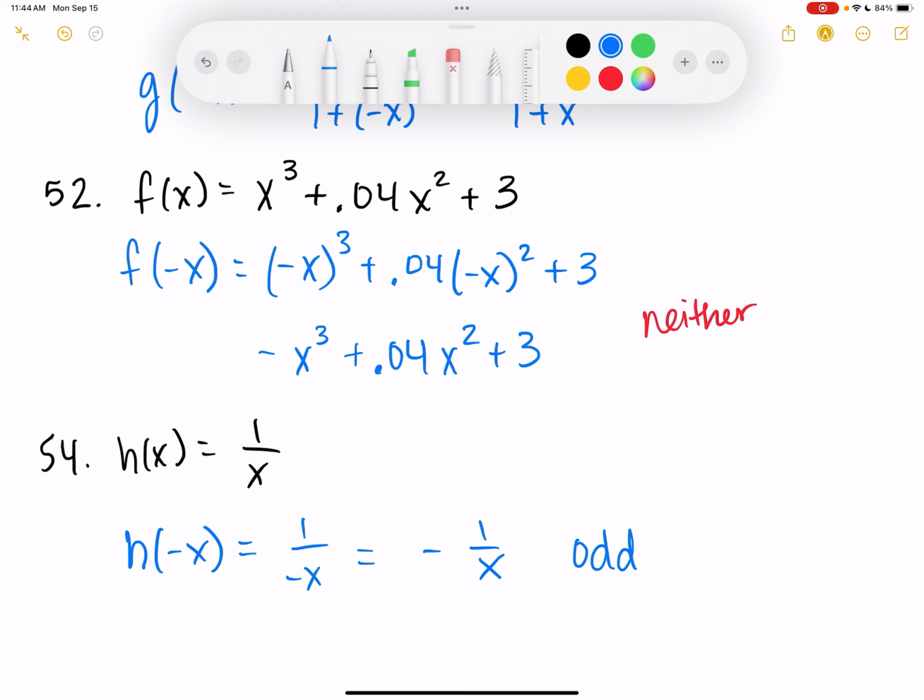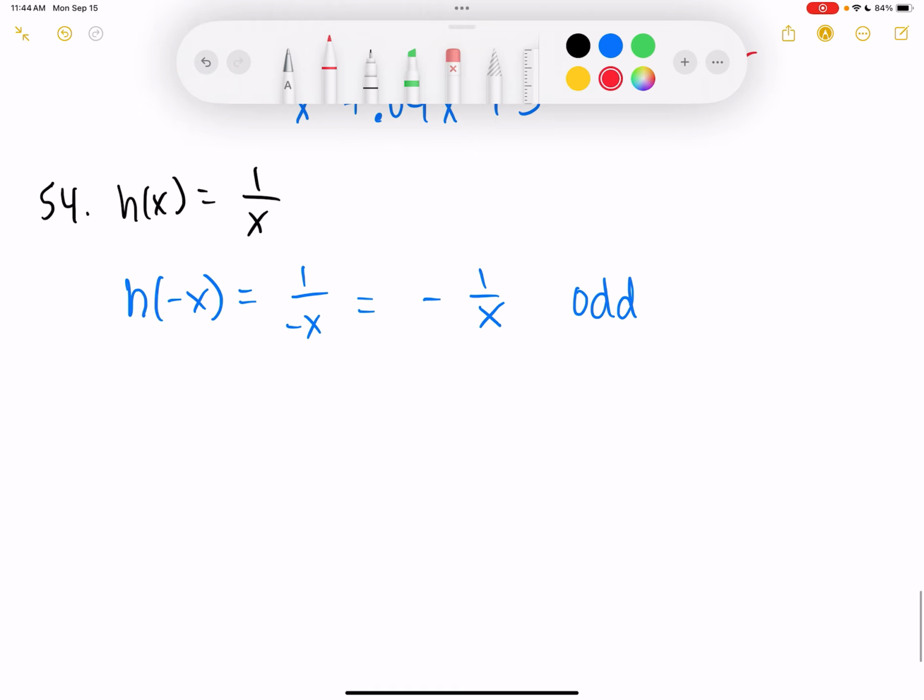All right, our last stuff is with our horizontal and vertical asymptotes. So horizontal and vertical asymptotes. How do we write horizontal and vertical asymptotes? As equations of lines. They are horizontal lines and vertical lines. So x equals something, y equals something.